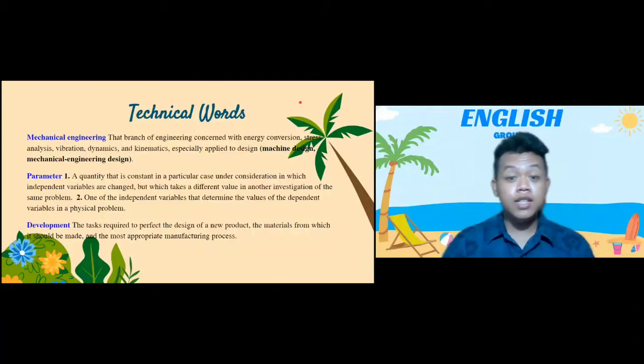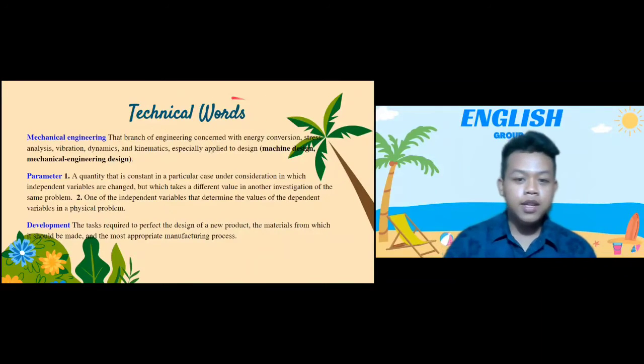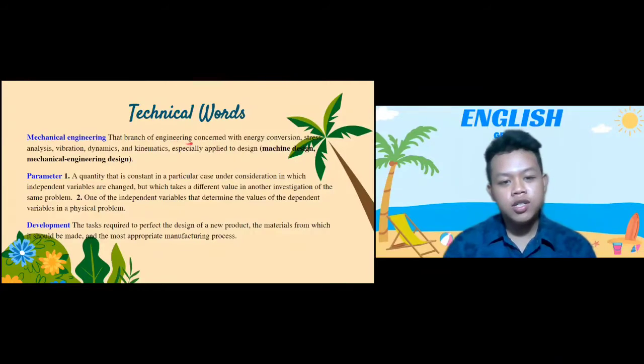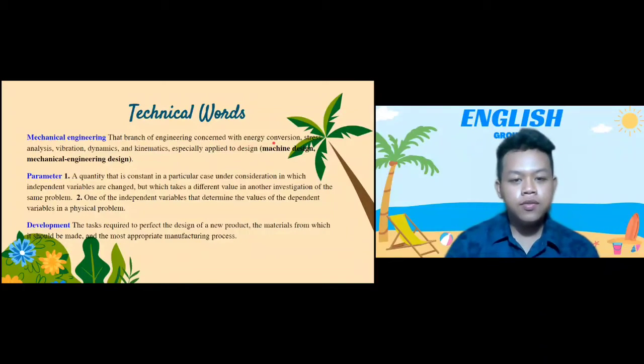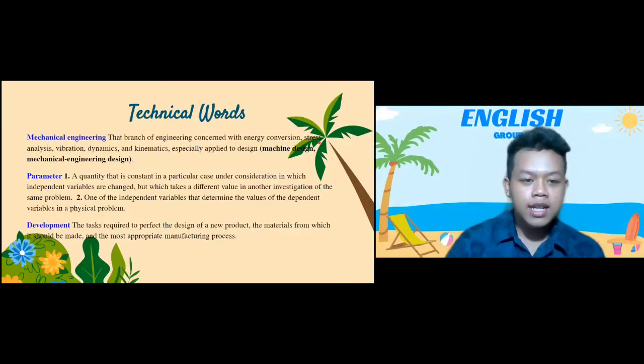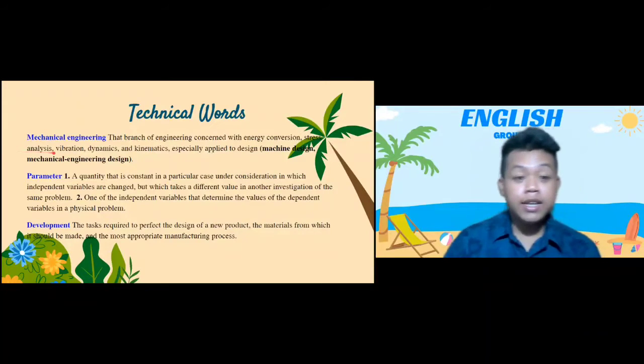From the introduction text, I will find some technical words and explain their meanings. The first, mechanical engineering. Mechanical engineering is that branch of engineering concerned with energy conversion, stress analysis, vibration, dynamics, and kinematics, especially applied to design, machine design, and mechanical engineering design.